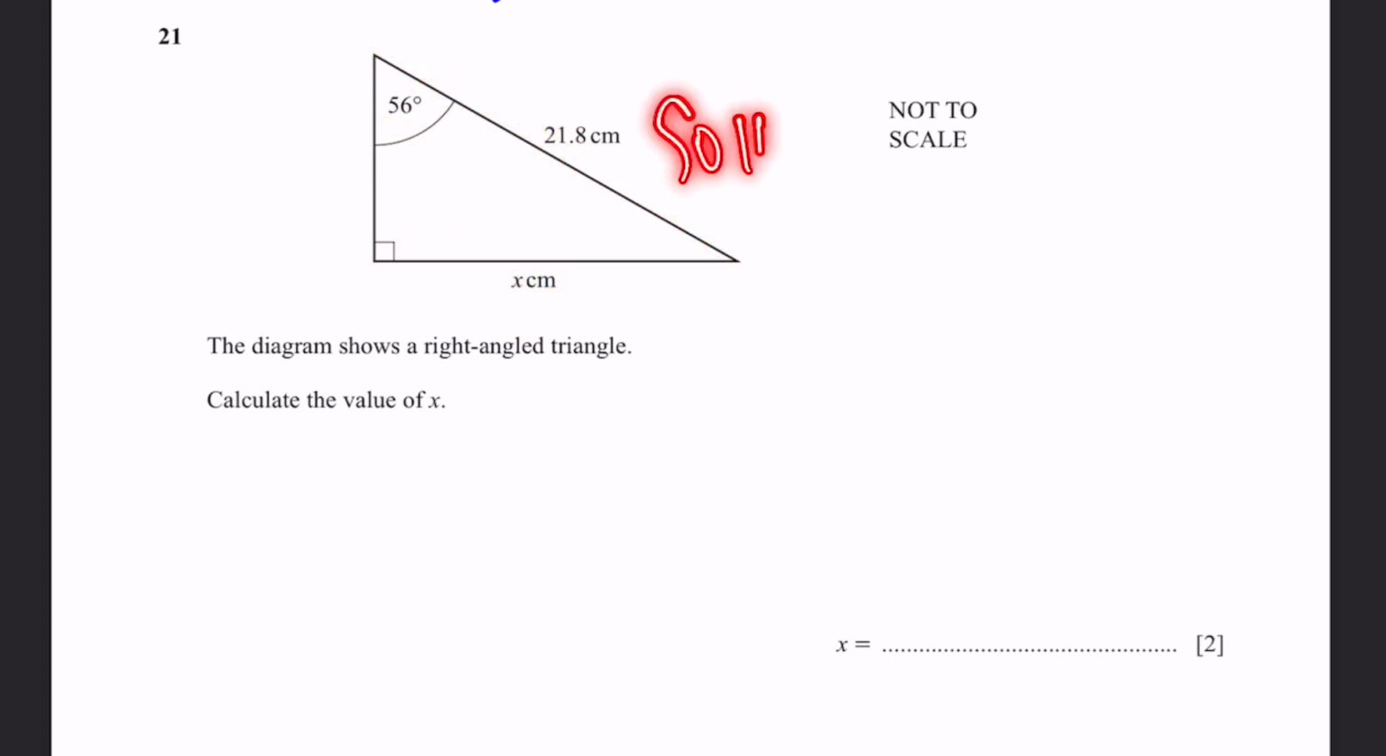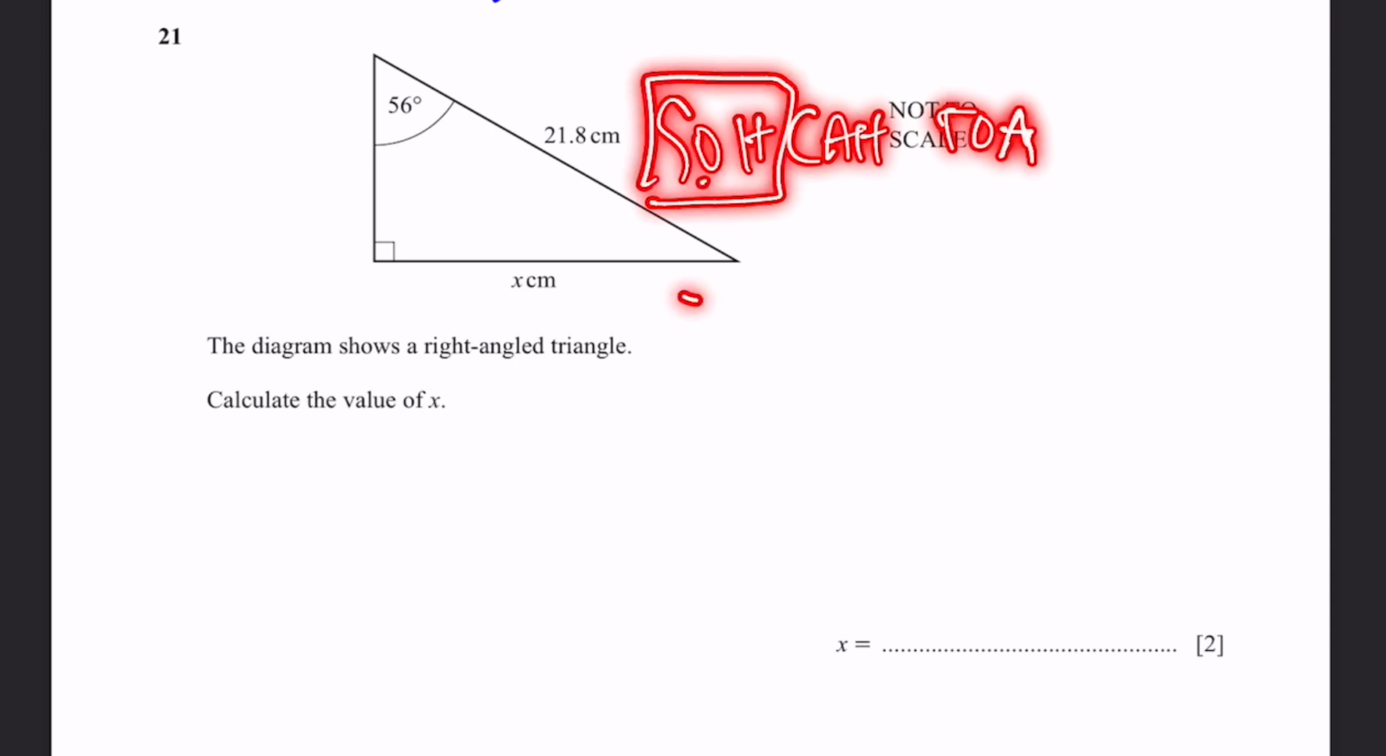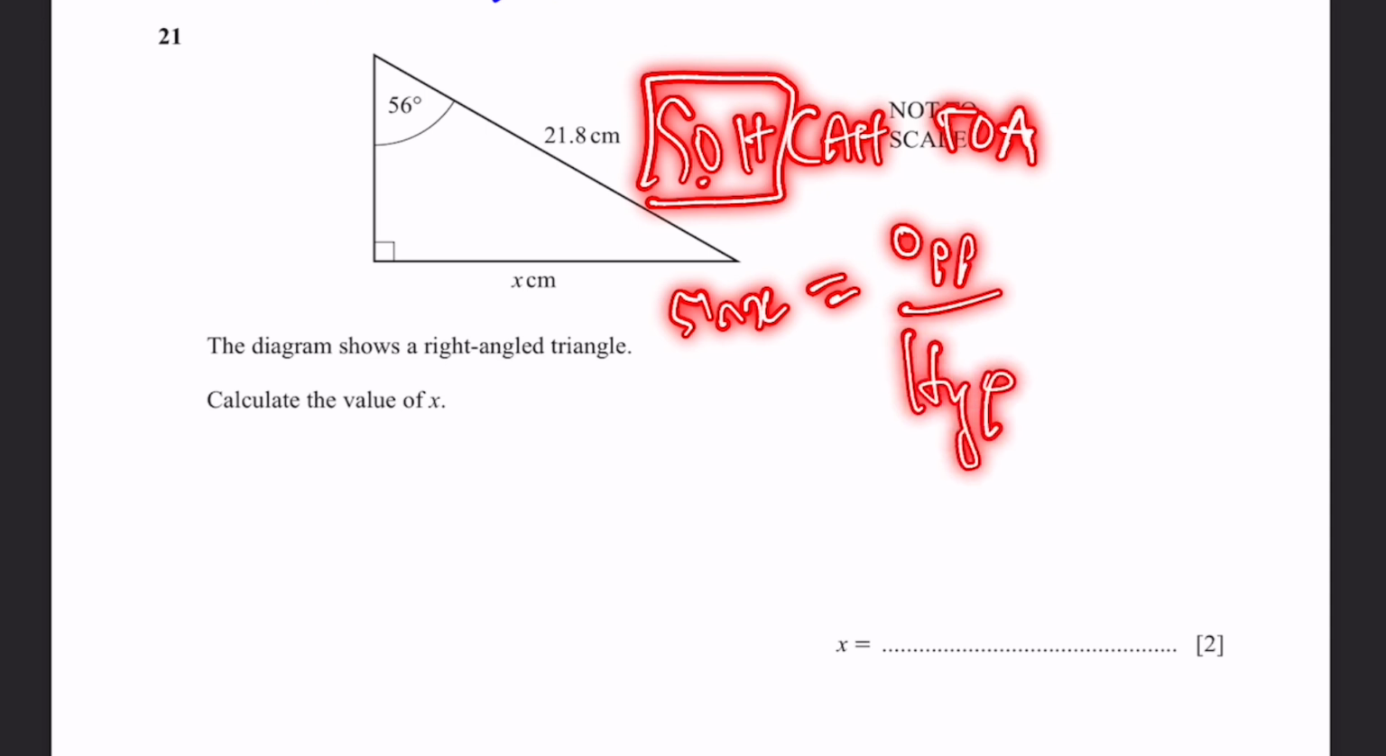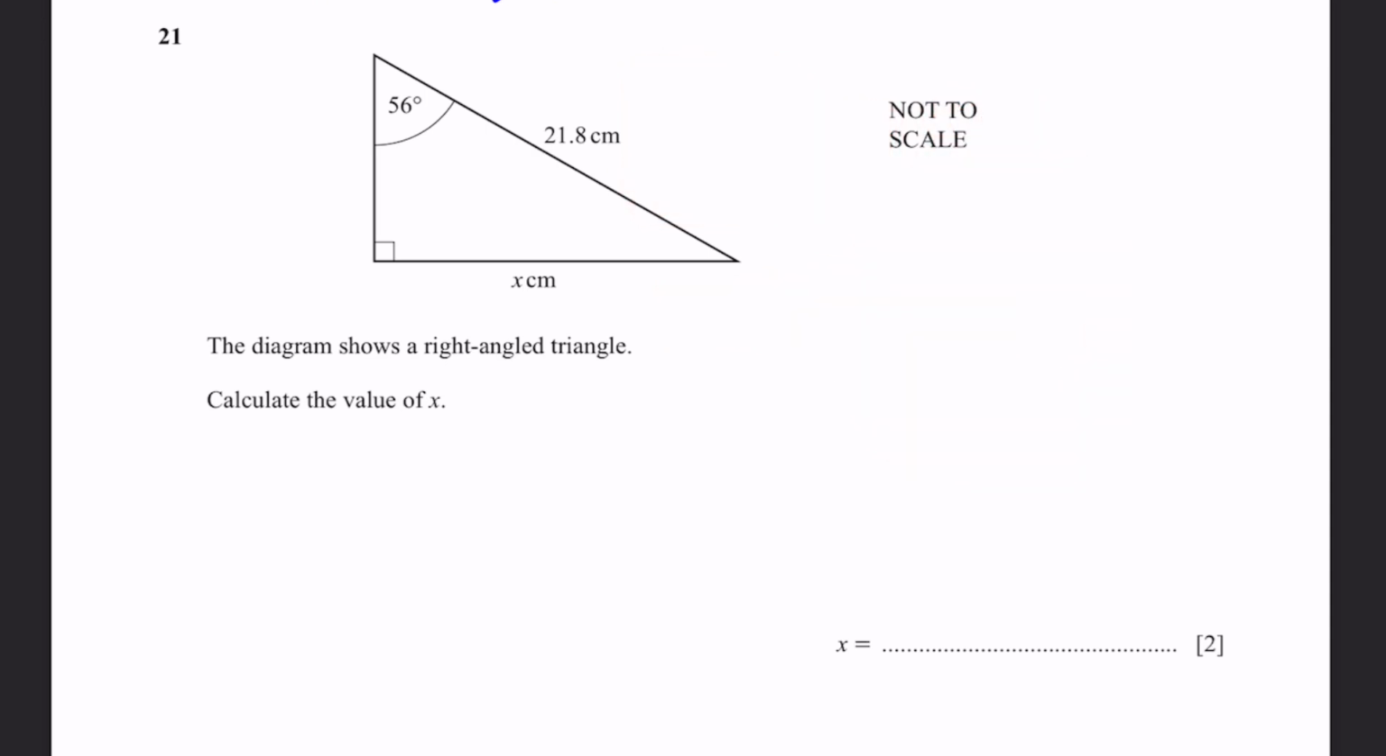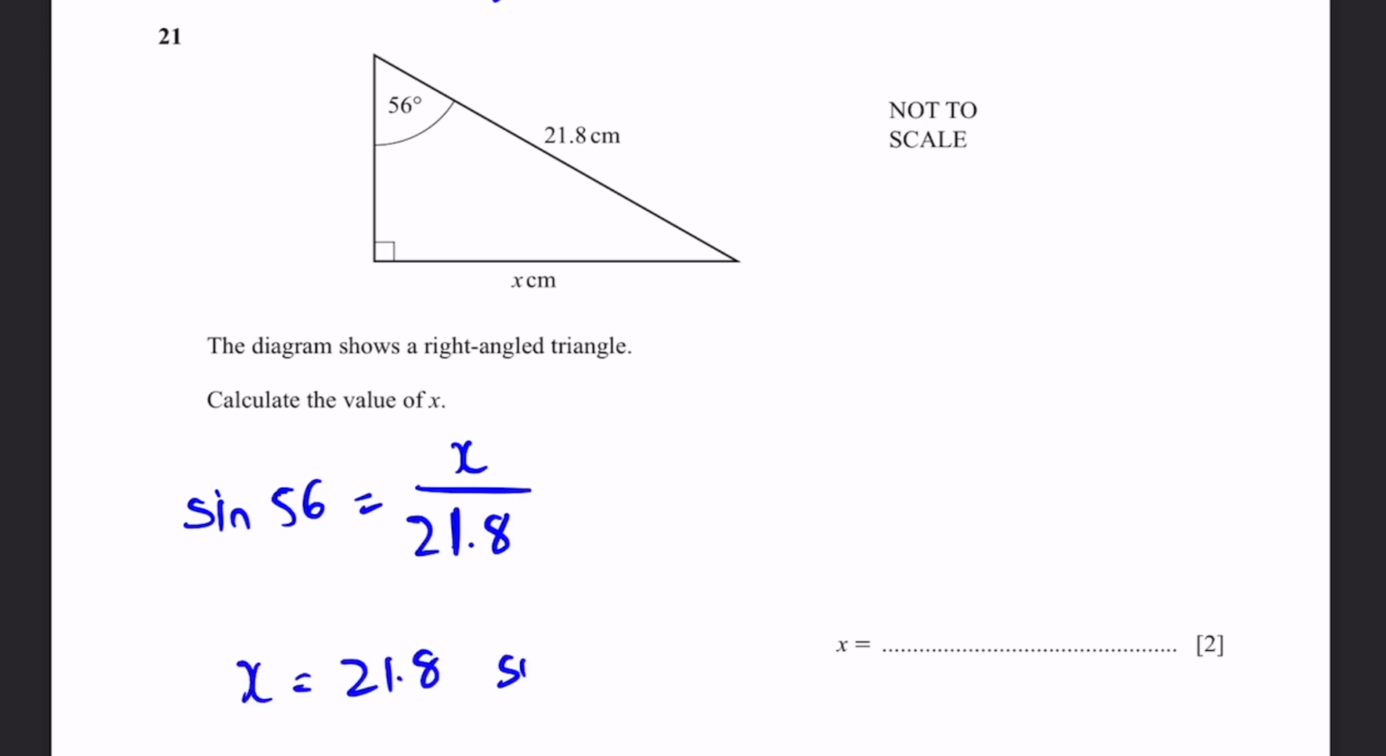In SOHCAHTOA. This is the abbreviation for all of the trig formulas. So it is sine, because sine x is equal to opposite by hypotenuse. It involves opposite and hypotenuse, so we use that. So in this case, the angle is 56. So sine 56 is equal to x, which is the opposite, by 21.8, which is the hypotenuse, in centimeters, of course. And x will be equal to 21.8 into sine 56.